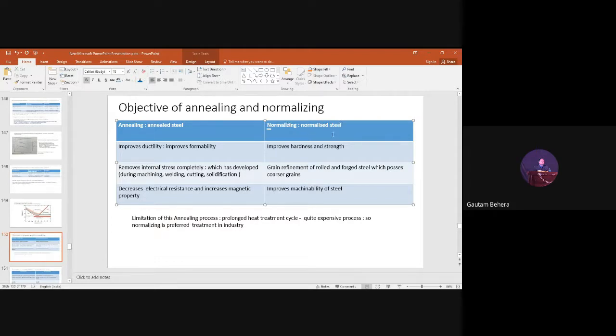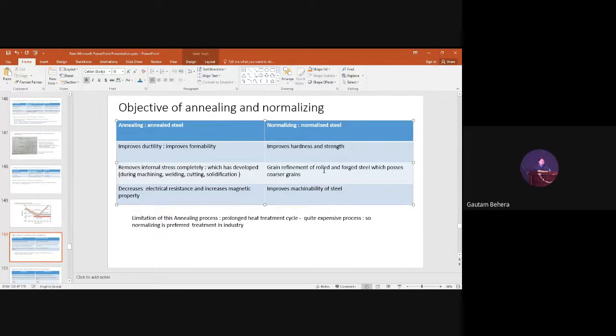Tell me quickly. Why hardness and strength? Fast cooling rate. Very good. Due to faster cooling rate, we don't have that much time for diffusion, so product grains are finer. That's why our hardness and strength is more.